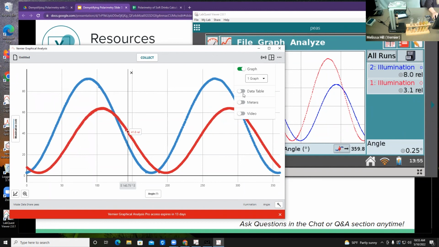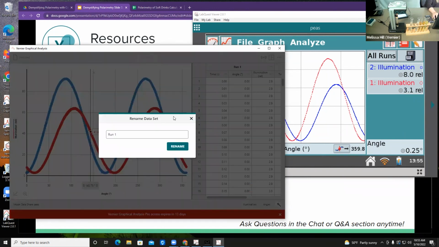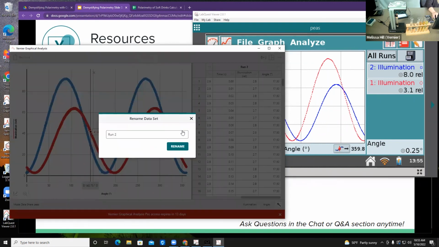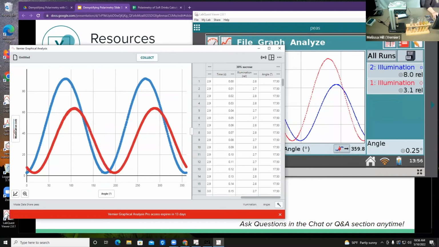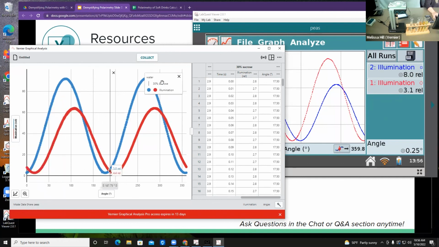We went quickly over it, but I can name the runs here. Then as I overlay them, you can turn on the graph legend, which makes it a little easier for students to see everything. The legend option is down here, turn on graph legend. And now I see which one's water and which one's sucrose.